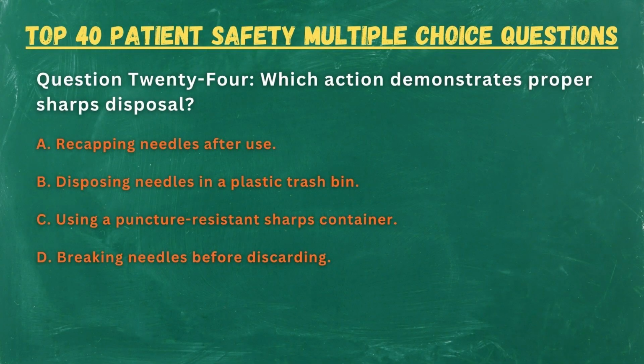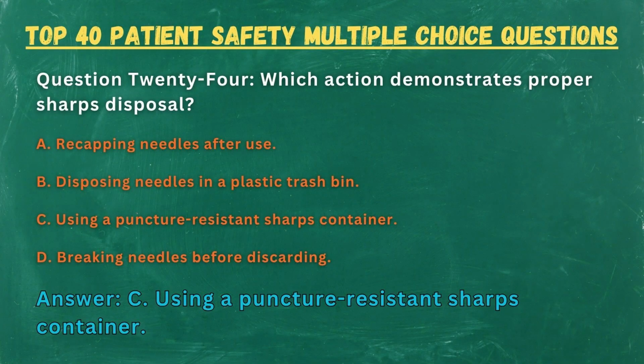Question 24. Which action demonstrates proper sharps disposal? A. Recapping needles after use. B. Disposing needles in a plastic trash bin. C. Using a puncture-resistant sharps container. D. Breaking needles before discarding. Answer: C. Using a puncture-resistant sharps container.